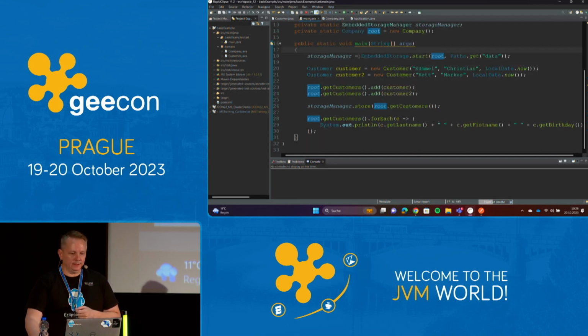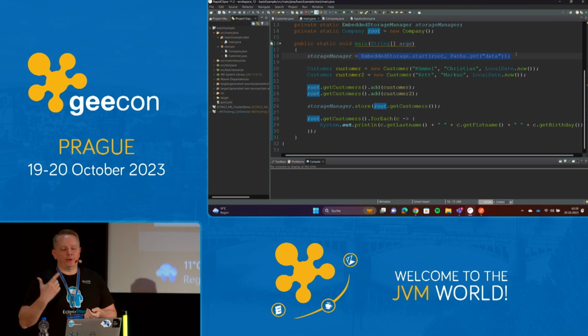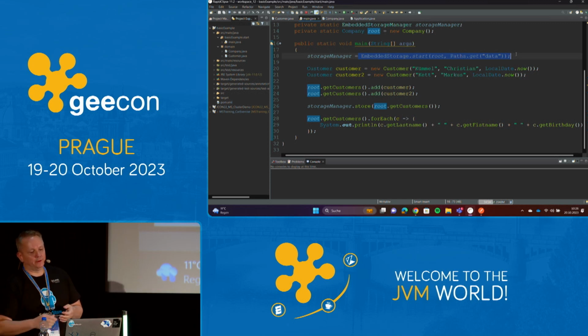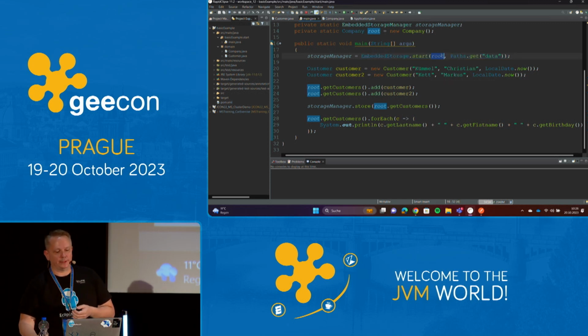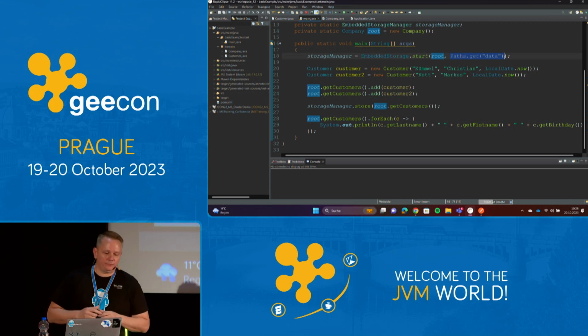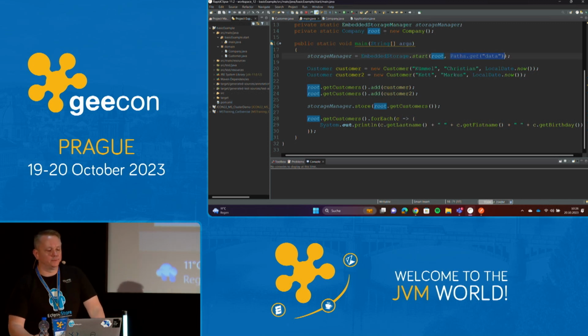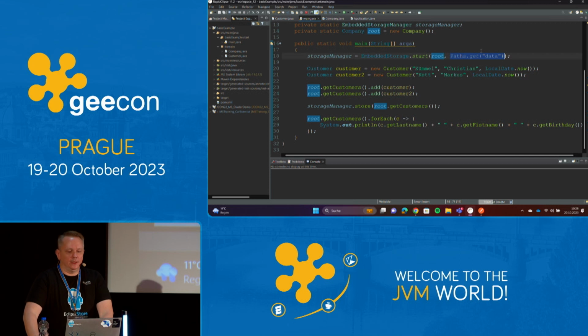So this is how you can initialize a storage manager. And you see there are two parameters that I hand over. The first one is the root itself. We already talked about that, the company object. And I have to define where the data should be stored. In my specific case, I directly stored it to the hard disk, in a data folder. We will see that later, that the data folder occurs directly after starting the application.